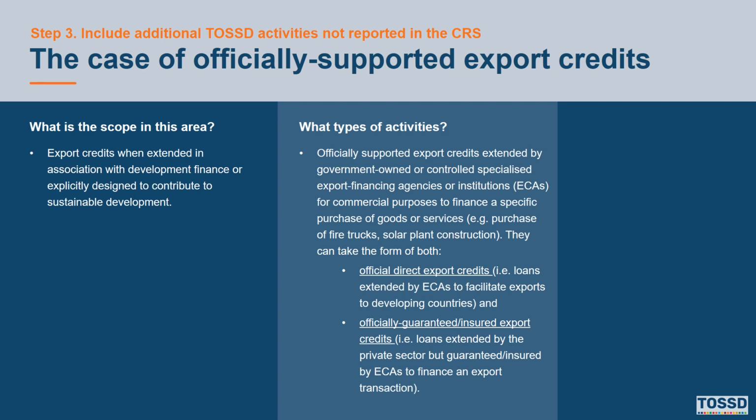They can take the form of, first of all, official direct export credits, i.e. loans extended by export credit agencies to facilitate exports to developing countries. Second, they can take the form of officially guaranteed or insured export credits, i.e. loans extended by the private sector but guaranteed or insured by export credit agencies to finance an export transaction. Providers could possibly find additional data at the official export credit agency of the Ministry of Finance.